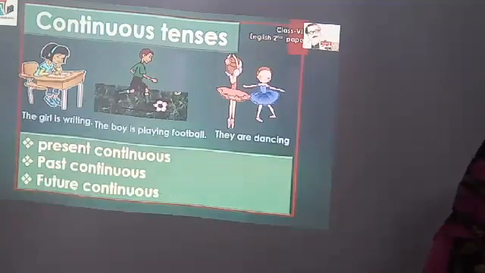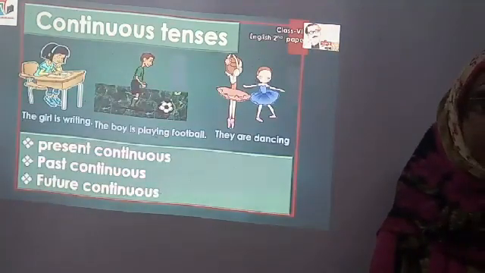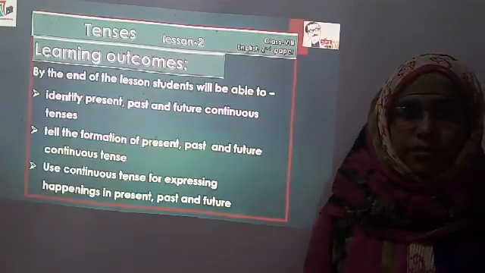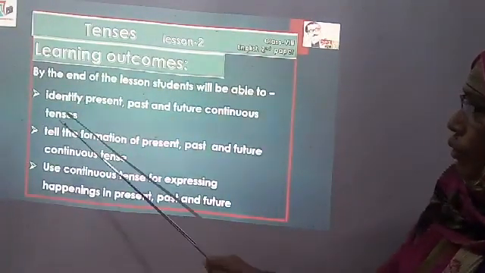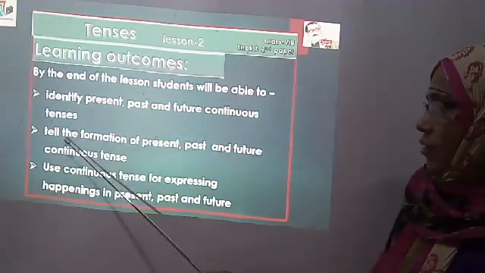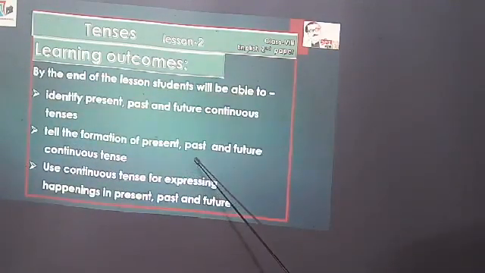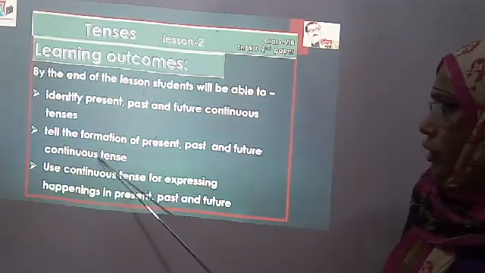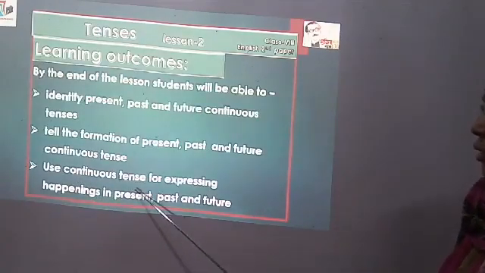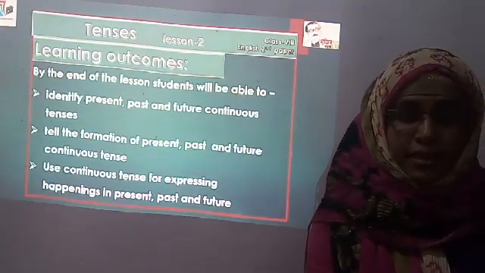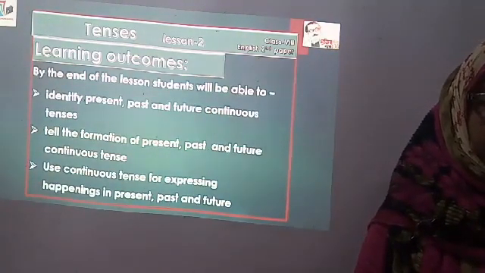Before moving to the main text, let's see what the objectives are. By the end of the lesson, you will be able to identify present, past, and future continuous tense. You'll be able to tell the formation of present, past, and future continuous tense, and you will be able to use continuous tenses for expressing happenings in present, past, and future. These are our today's objectives.